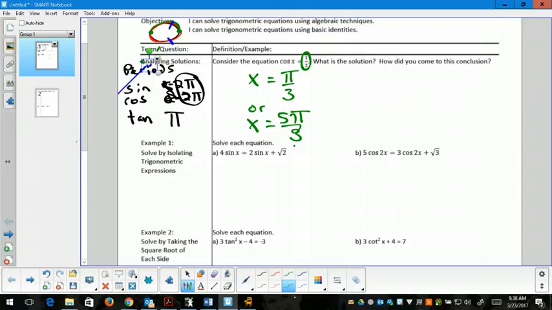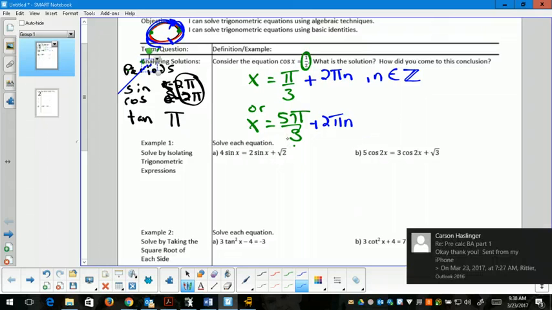So I need to add to this 2 pi n, where n is an element of the integers. Why are we doing that? Period. Because if I revolve around this, one revolution is 2 pi. So if I'm starting here, then I go 2 pi more units, and now I've hit that same value for cosine. Or if I go backwards 2 pi units, I'm going to hit that same value as an output for cosine. And the same thing with 5 pi over 3, where n is an element of the integers.